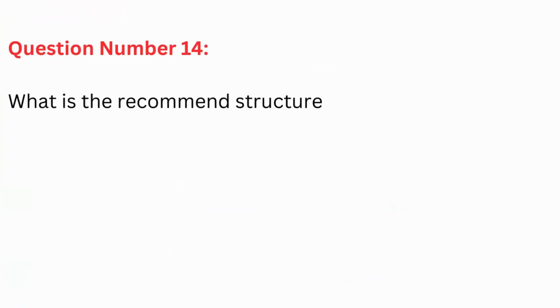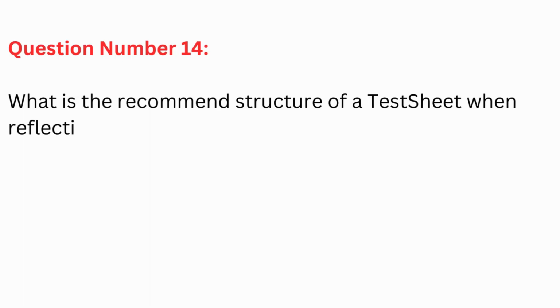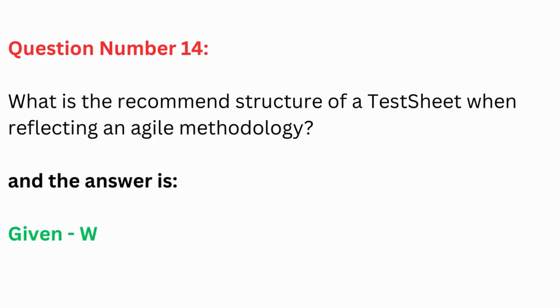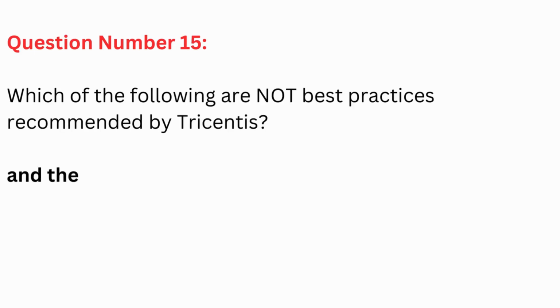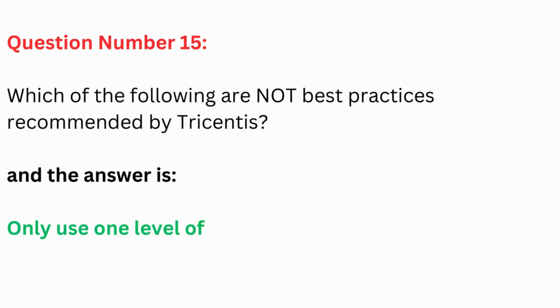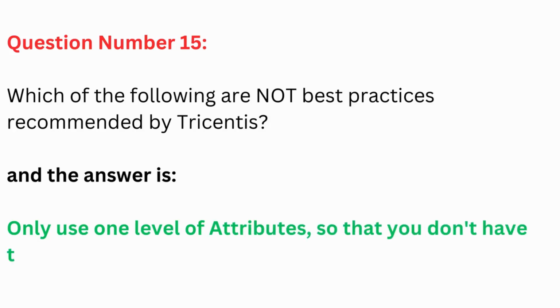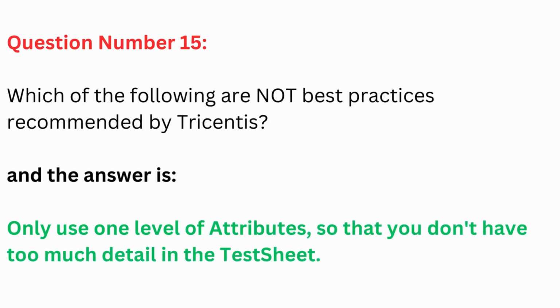Question number 14. What is the recommended structure of a test sheet when reflecting an agile methodology? And the answer is: given, when, then. Question number 15. Which of the following are not best practices recommended by Tricentis? And the answer is: only use one level of attributes, so that you don't have too much detail in the test sheet.